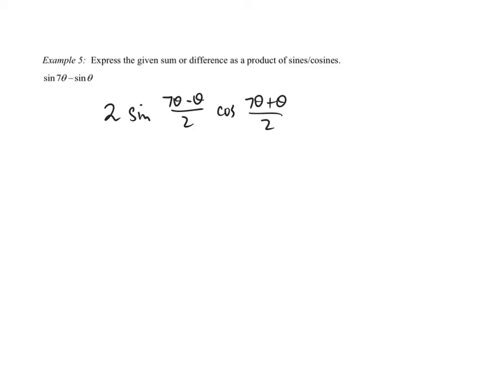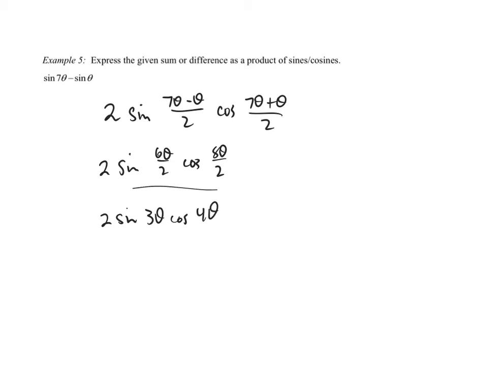theta divided by 2. So, doing some simplifying here, this becomes 2 sine of 6 theta divided by 2 times cosine of 8 theta divided by 2. And so that will become 2 sine of 3 theta multiplied by cosine of 4 theta. Okay, so just doing some simplification after using the initial identity.